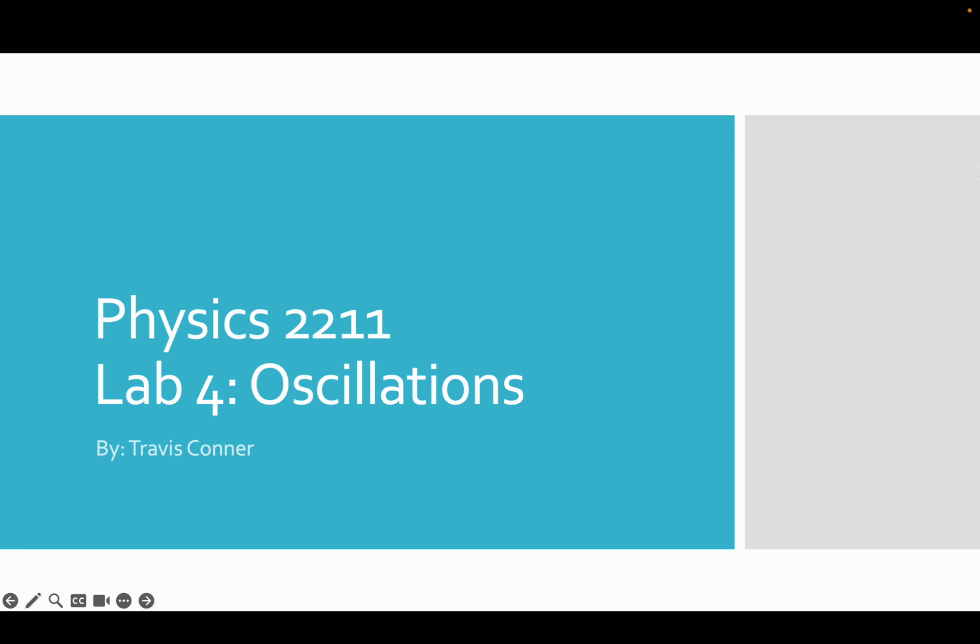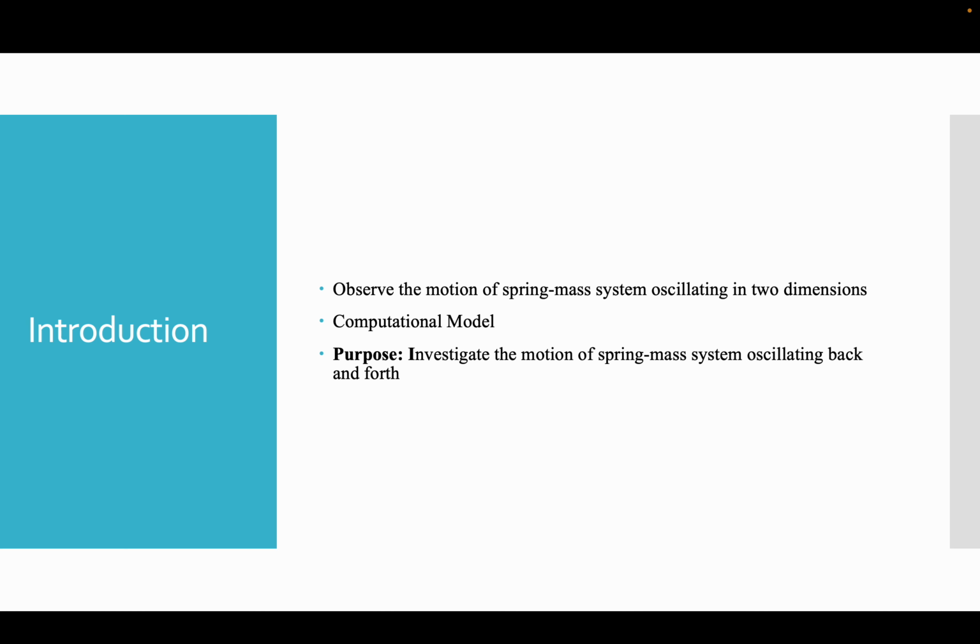My name is Travis Connor, and this is Lab 4, Oscillations. In this lab, I used Tracker to observe the motion of a spring mass system oscillating in 2 dimensions. I also created a computational model of the situation in GlowScript. The purpose of this lab was to investigate the motion of a spring mass system oscillating back and forth.